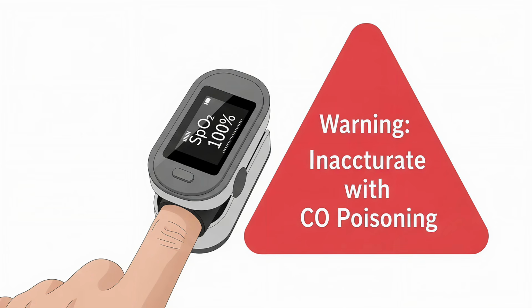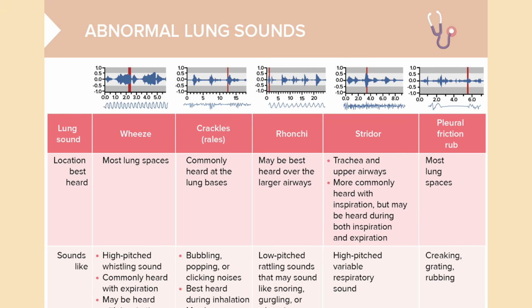A quick note on the pulse oximeter. It's a valuable tool, but it has a critical limitation. In cases of carbon monoxide poisoning, it will give a falsely high reading like 100%, even when the patient is severely hypoxic. This is a very common test question. You also need to know your lung sounds.